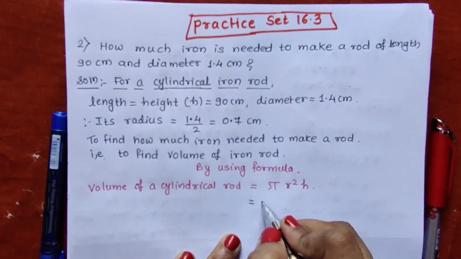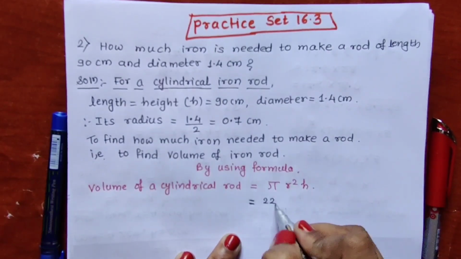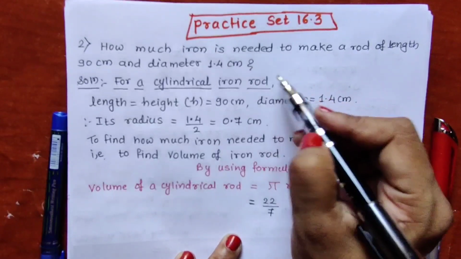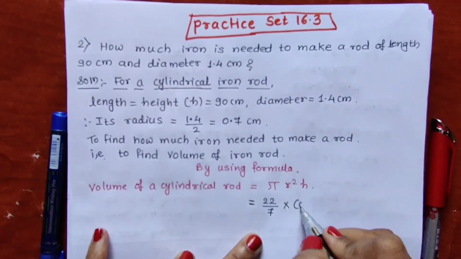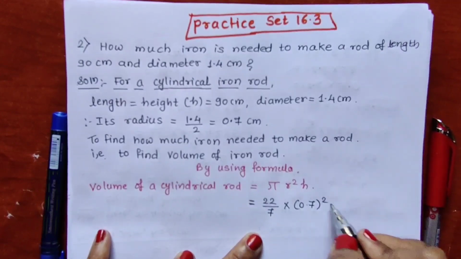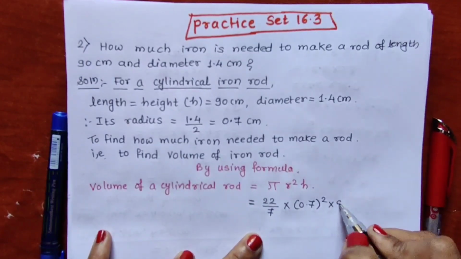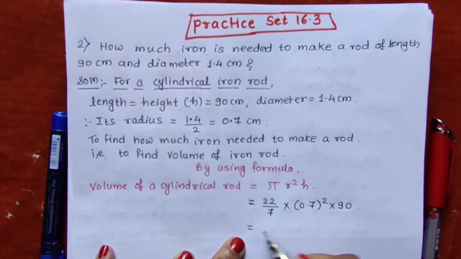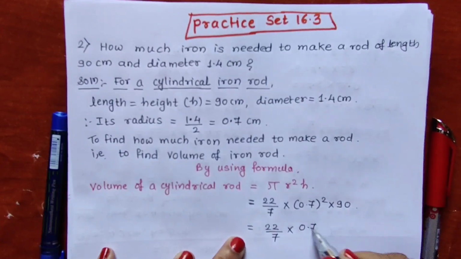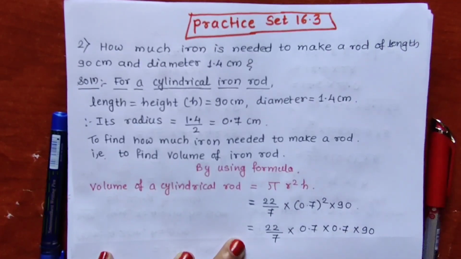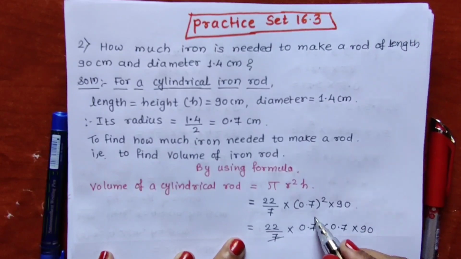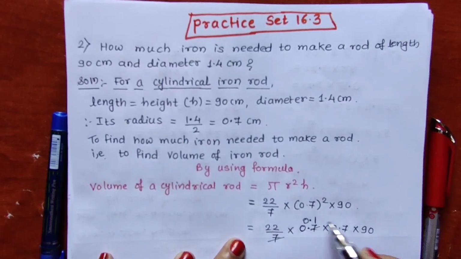Pi value, we all know it is always 22 upon 7. When the value is not given in brackets with the question, we should write 22 upon 7. r is 0.7 square and h is 90. So this 0.7 square, we can write it as 0.7 multiplied by 0.7 and multiply by 90. So 7 and 7 getting cancelled, 1 is there, 0.7 is there, so we will get 0.1 here.